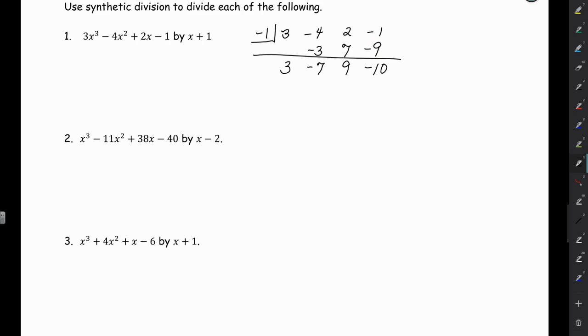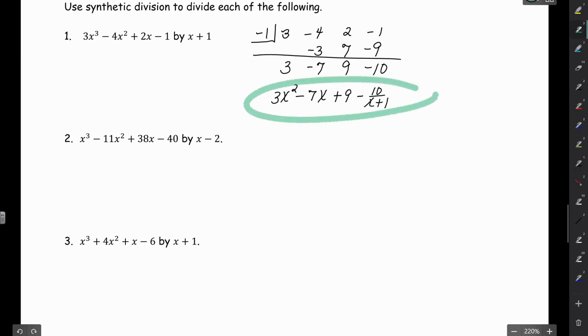So my final solution here, and we're all done: since we started with a cubic, this first term is going to be 3x squared. So we're going to have 3x squared minus 7x plus 9. And we have a remainder of -10, so we're going to do -10 over x plus 1. Done. I think that's a lot quicker than using long division.